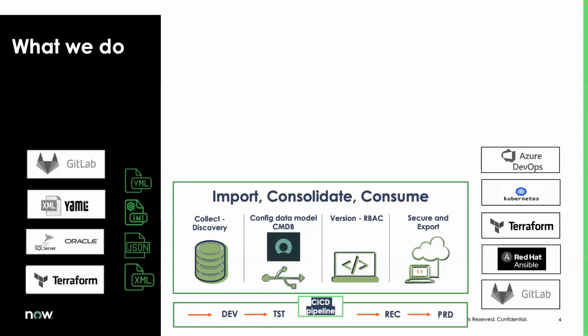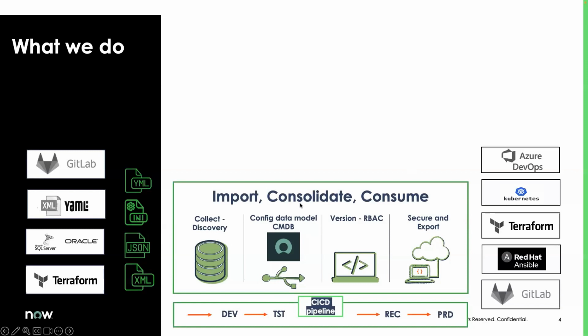Some of them were in the file system, some of them were on a SharePoint or an Excel file, some of them were in a database, and more recently we started seeing them in Git repositories. So we needed a way to collect all this config data from all the various locations, and then bring that into a model that we could use to track that config data, right?